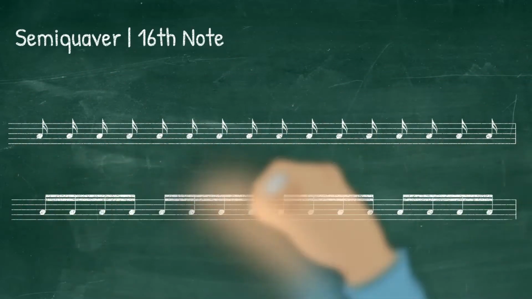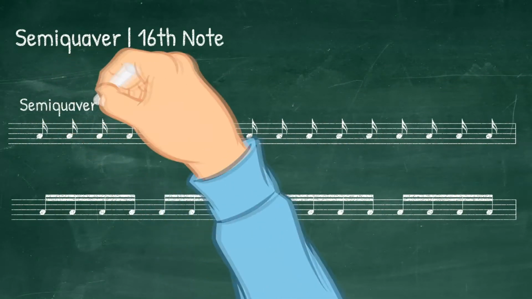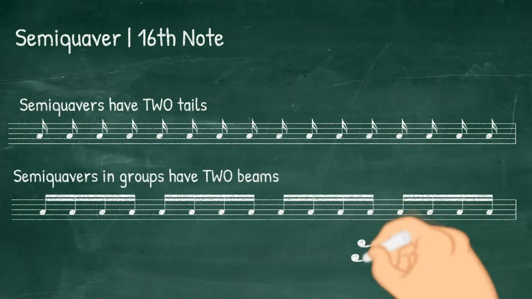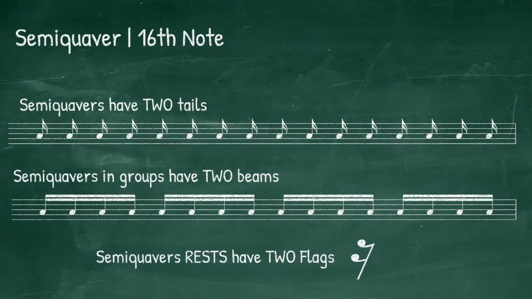These 16th notes are going to be twice as fast as the eighth notes, and traditionally we'll call them semiquavers. They look similar to a quaver, but they have two tails, and as you can probably guess, when they group together, they have two beams, and the rests have two flags. Let's have a reminder of how they sound before we learn to count them.